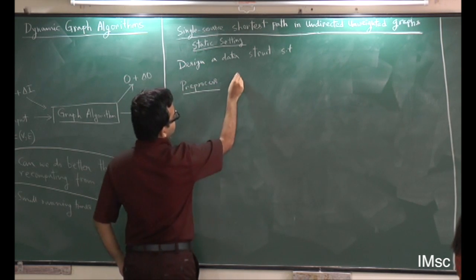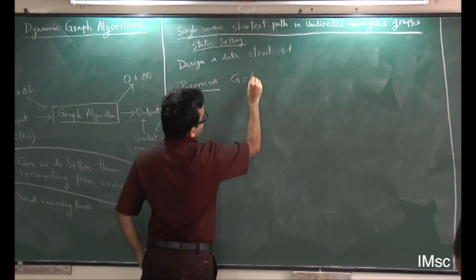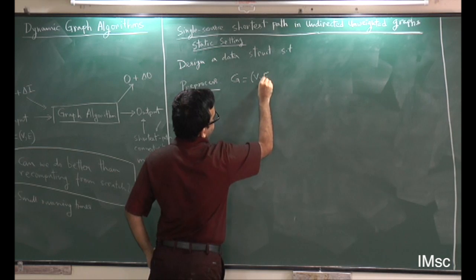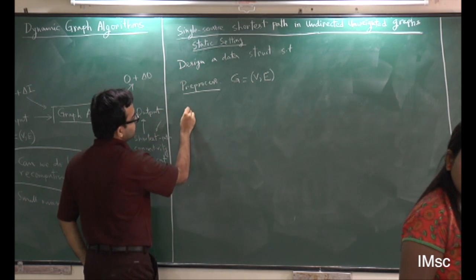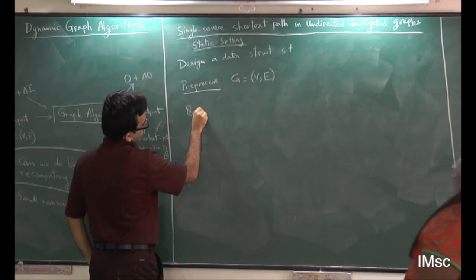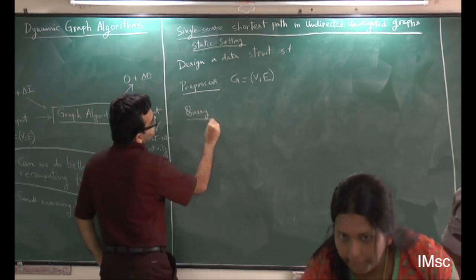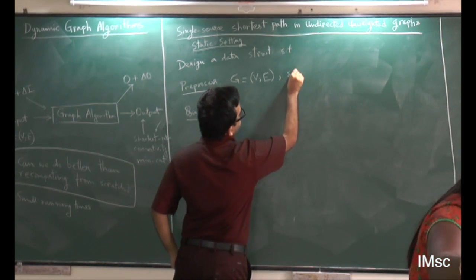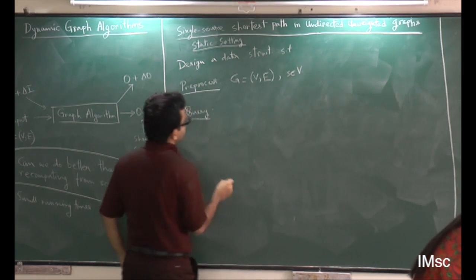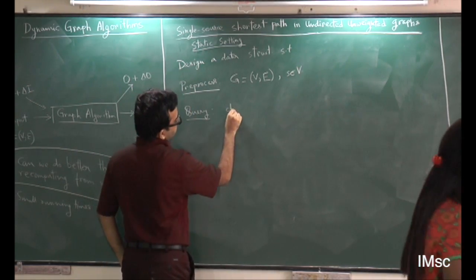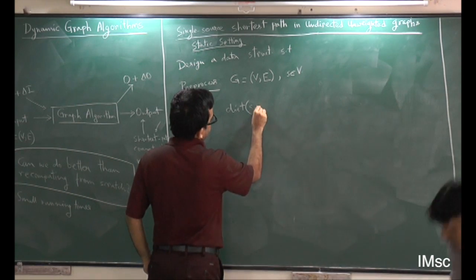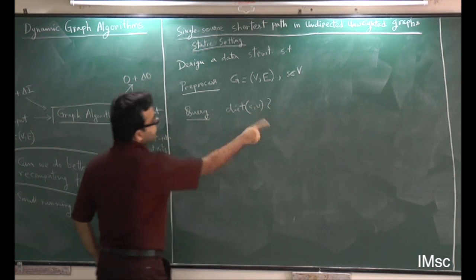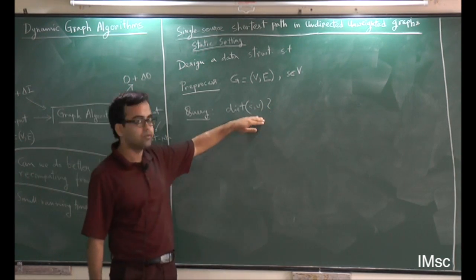Preprocess takes as input a graph like this, and then there are these queries. So, in the preprocessing step, you are also given a source node, say, and the query is the distance between the source and a specific node. So, return the distance from the source to a node V. Okay.